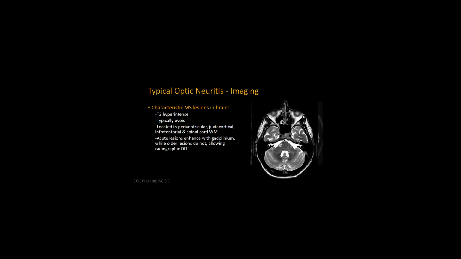And in the brainstem, you can have typical lesions which are along the intrapontine course of the trigeminal nerve. So you have a lesion here. This is where the trigeminal nerve comes out. So you have lesions characteristically along the course of the nerve in the brain.